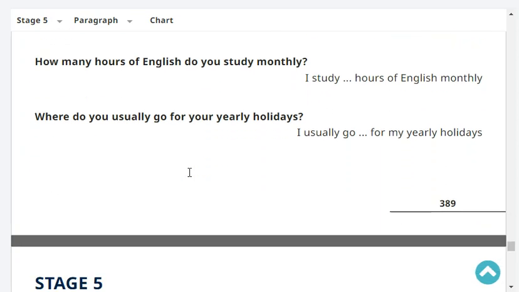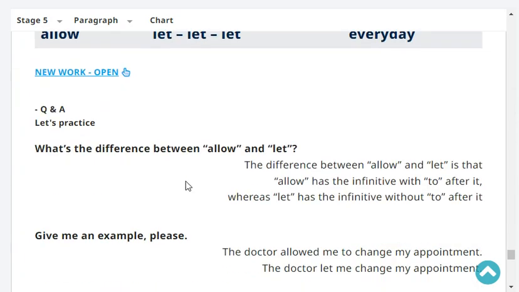Where do you usually go for your yearly holidays? I usually go to onsen hotels for my yearly holidays. Very good. Okay.